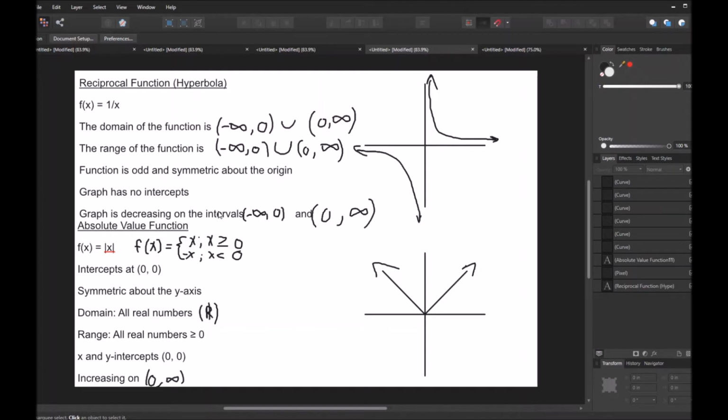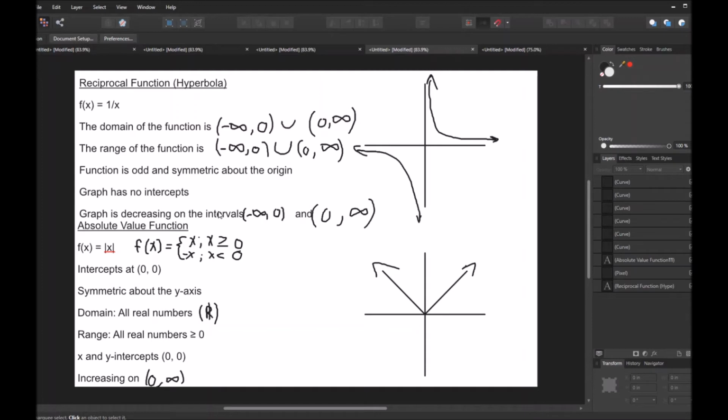And the reason is because whenever you have a negative number in the absolute value brackets, it's going to make it positive. So if we plug in a number like negative 5, for example, into the absolute value function, we would get positive 5. And if we plug negative 5 into our piecewise defined function, which means the same thing, then we would get negative negative 5, which is positive 5. So they're the same thing.